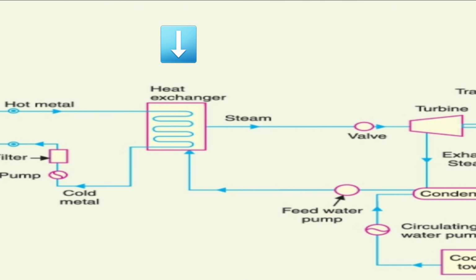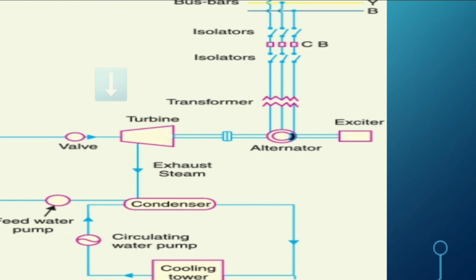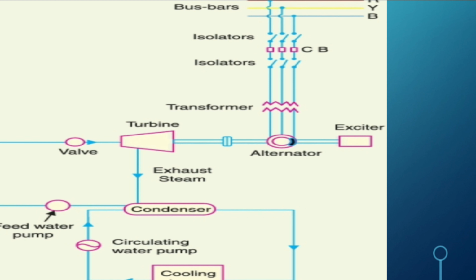Heat exchanger. The coolant gives up heat to a heat exchanger, which is utilized in raising the steam. After giving up heat, the coolant is again fed to the reactor. Steam turbine. The steam produced in the heat exchanger is led to the steam turbine through a valve. After doing useful work in the turbine, the steam is exhausted to the condenser. The condenser condenses the steam, which is fed to the heat exchanger through the feed water pump.